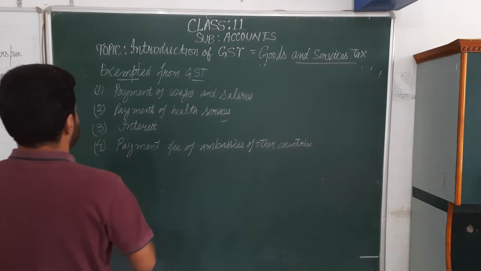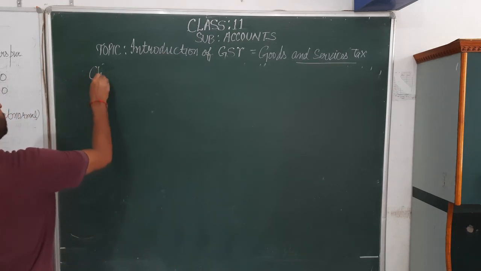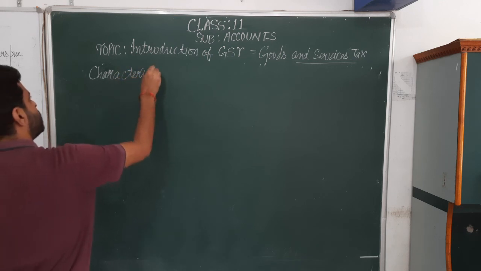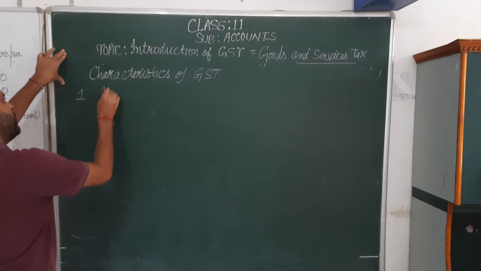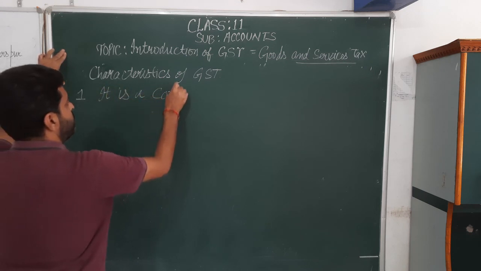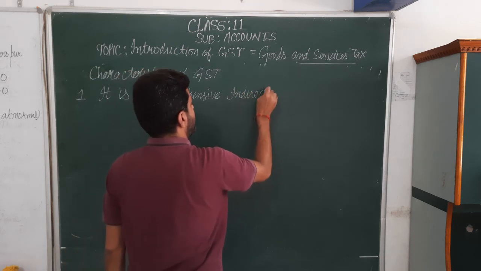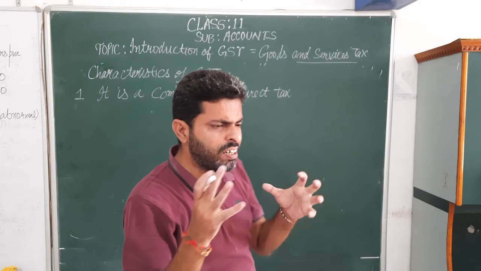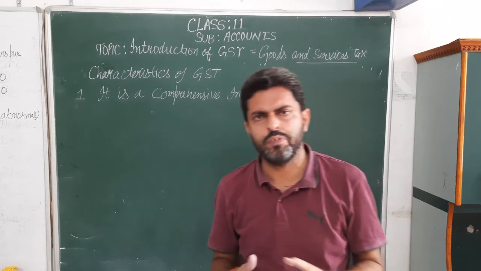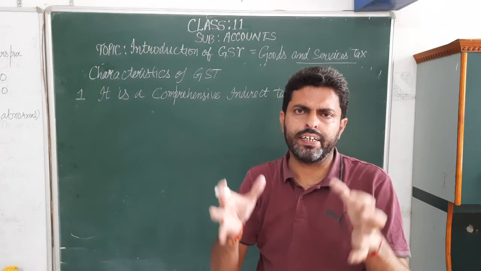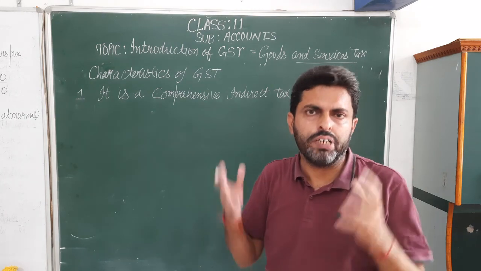Now I will explain the characteristics of GST. Firstly, it is a comprehensive indirect tax. It means all types of tax are merged into one single tax, like excise duty, service tax, entertainment tax. All taxes were combined into one tax, so it is a comprehensive indirect tax, levied by the central and state governments. Okay.